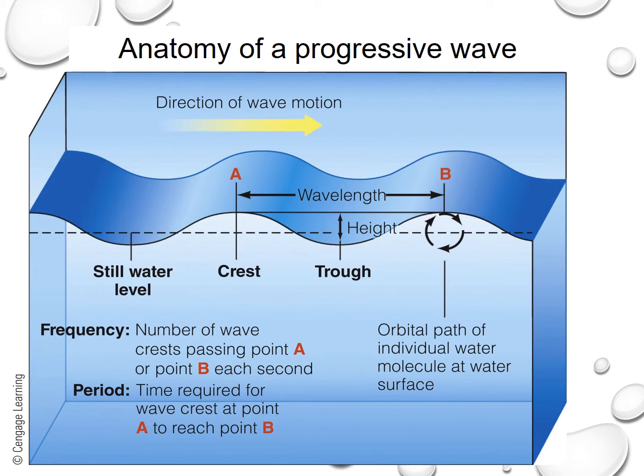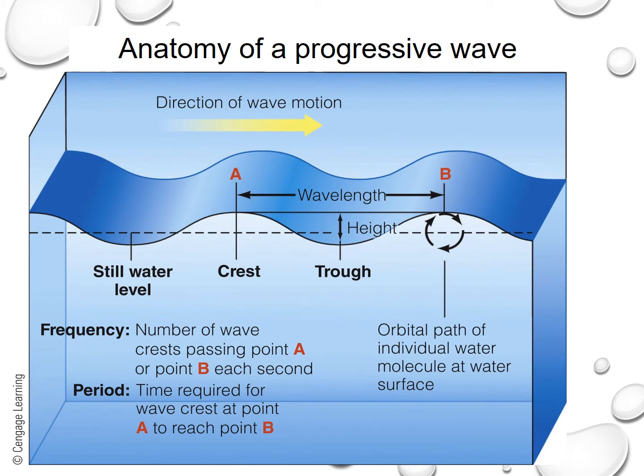The wave crests are the highest points on the wave, and the troughs are the lowest points. We can measure the wavelength from crest to crest, here indicated by the A and B, or we could also measure it from trough to trough. The wave height is the height difference between the crest and the trough. Under the B, you can see a circle. This is supposed to show you the orbital path of an individual water molecule at the water surface.